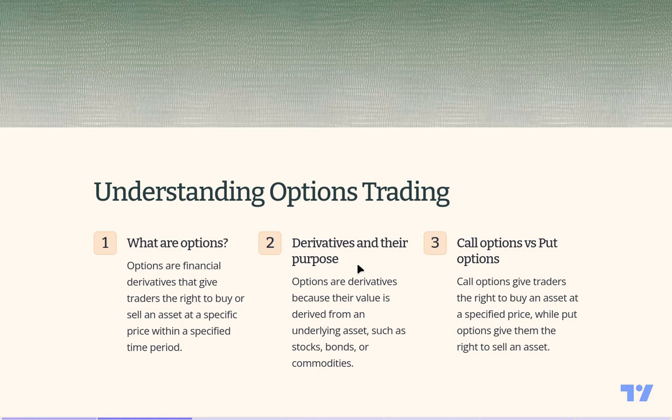The third thing to understand about options trading is that there are two types. There are call options and put options. Call options give traders the right to buy an asset, and put options give them the right to sell an asset.